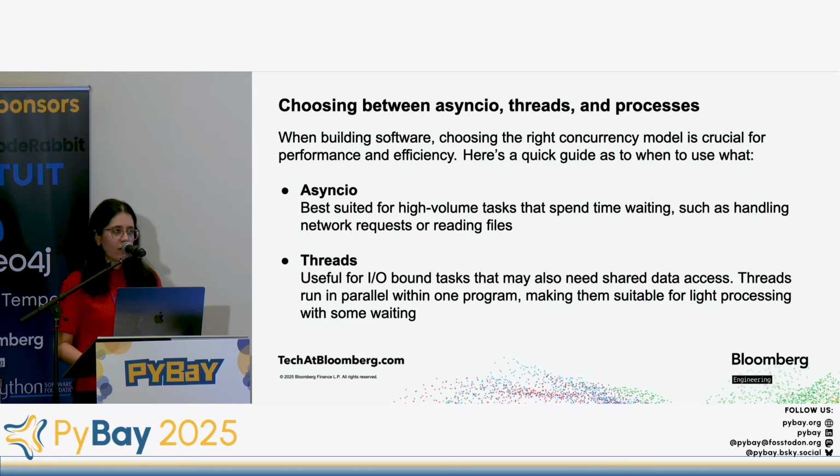So today we looked at the core concepts of async I/O, converting a synchronous piece of code to be asynchronous, several mistakes that you can make while using async I/O, and how to debug your async code. Now we're going to look at choosing between async I/O, threads and processes. So use async I/O for high-volume tasks that spend time waiting, such as handling network requests or reading files. Threads for I/O-bound tasks that may also need shared data access. Threads run in parallel within one program, making them suitable for light processing with some waiting.